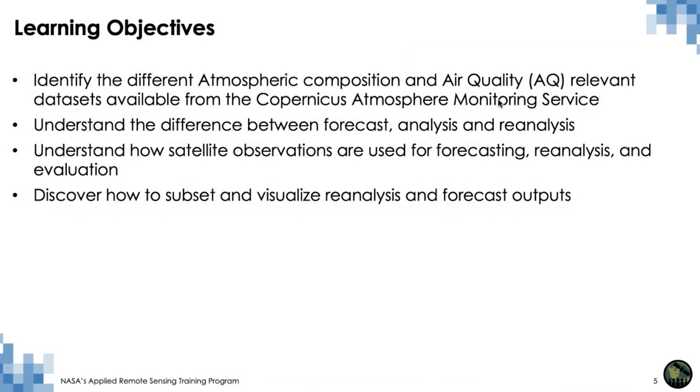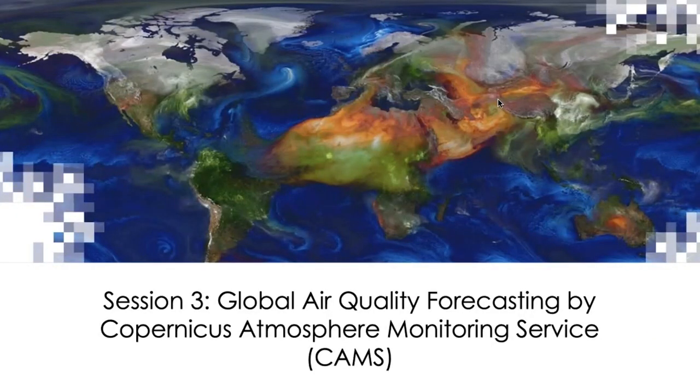And the learning objectives for this session are to be able to identify the different atmospheric composition and air quality relevant data sets available from the Copernicus Atmosphere Monitoring Service, to understand the difference between forecast analysis and reanalysis, to understand how satellite observations are used for forecasting, reanalysis and evaluation, and to discover how to subset and visualize reanalysis and forecast outputs. So as I said, this is session three on global air quality forecasting by the Copernicus Atmosphere Monitoring Service.